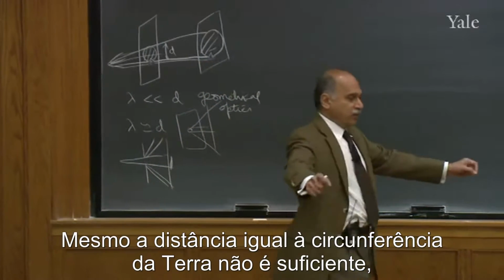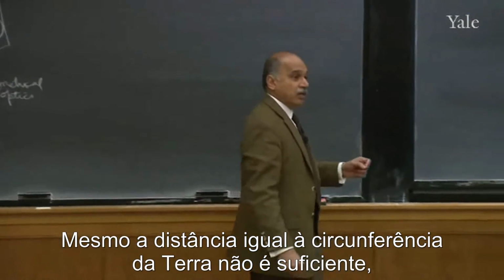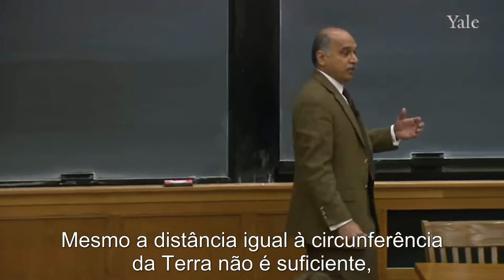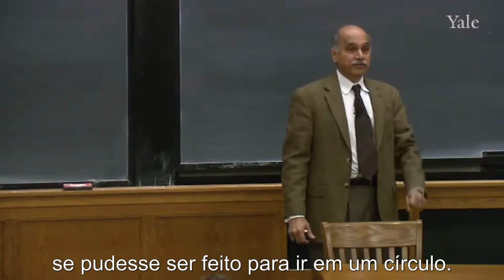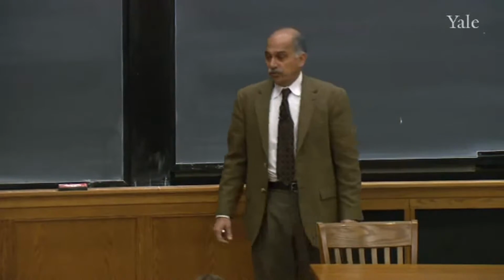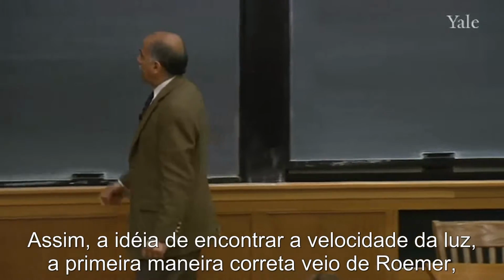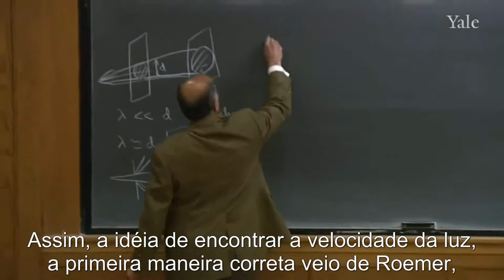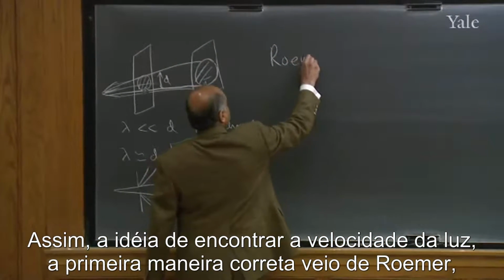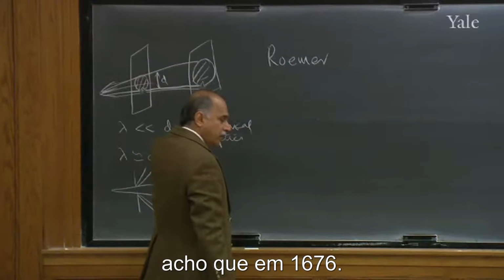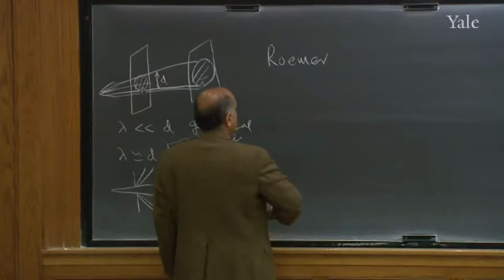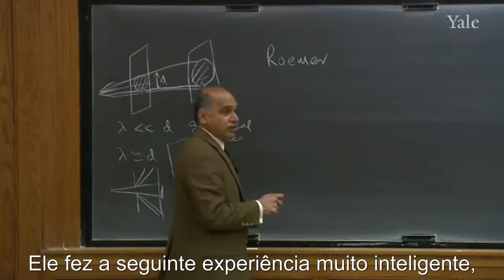Even a distance equal to the circumference of the Earth is not enough, because it takes 1/7 of a second for a light signal to go around the Earth if it were made to go in a circle. So that's too fast. The idea of finding the velocity of light, the first correct way, came from Roemer, I think in 1676. He did the following very clever experiment.